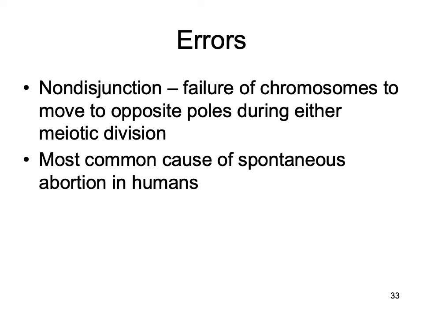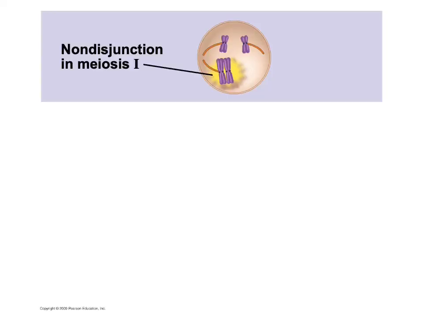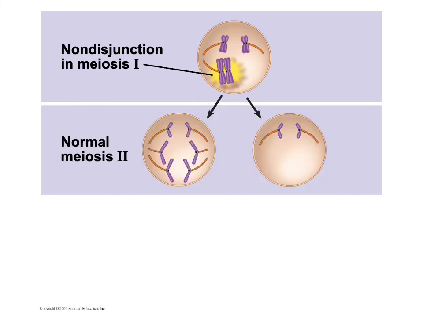Okay. This is the cause of most miscarriages, which can happen even before a female realizes that she may have been pregnant. Many also happen during the first 12 weeks of pregnancy and can happen much later as well. If non-disjunction occurs during meiosis 1, then the homologs do not separate and they're just stuck to each other. So you have a tetrad that ends up going, the entire tetrad going to one pole and none of that tetrad going to the other pole.